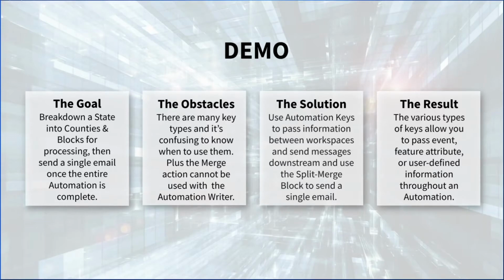So in the following demonstration, we're going to be using a scenario that some of you may have come across before in other knowledge resources. The idea is that we will be taking a US state and breaking it down into counties and blocks for additional processing by spinning up additional jobs. And then once all of these workspaces are complete, we'll be looking to send an email.